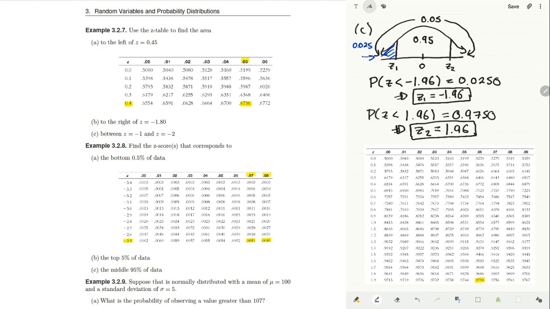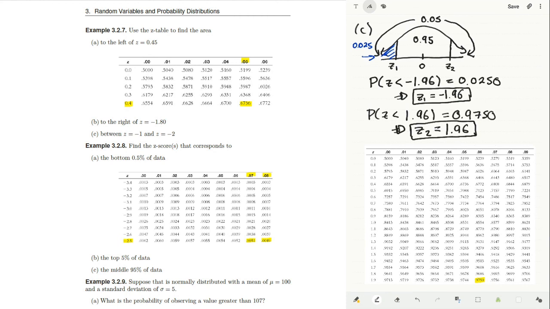And now these values should be familiar as well. Recall from the empirical rule that approximately 95% of data falls within 2 standard deviations of the mean. More precisely, 95% of data falls within 1.96 standard deviations from the mean. So again, the table can give us slightly better estimates than the empirical rule.